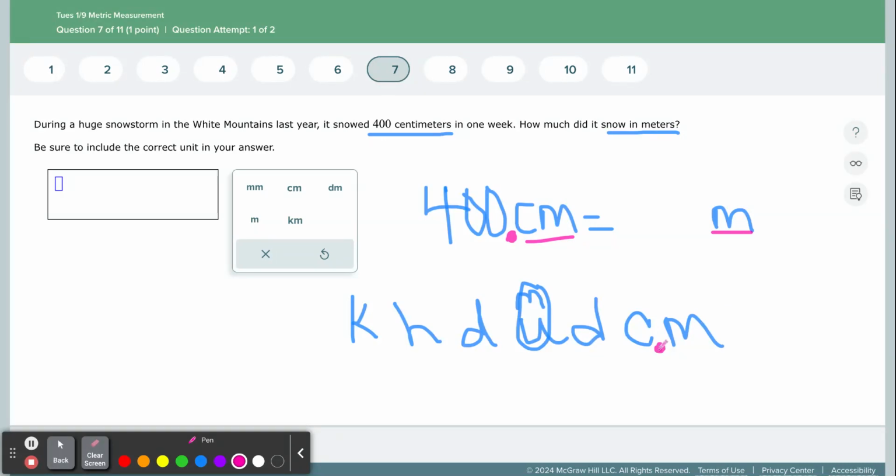So I'm going to go from centimeters, one jump in between, two jumps in between, and that lands me to the right of my base unit of meters. So 1, 2 jumps in between, and that's where I'm going to land. So again, I end up with, I could say 4 meters, or I could say 4.00. Either one, right? They mean the same thing.